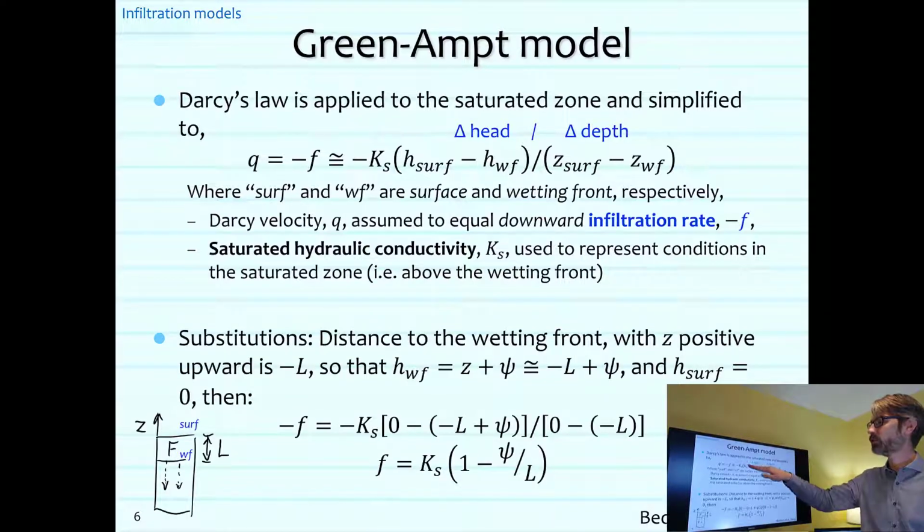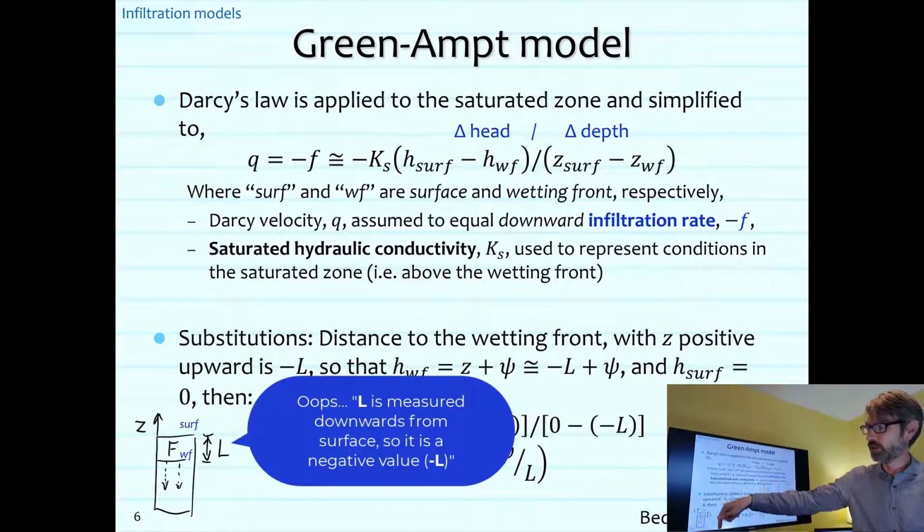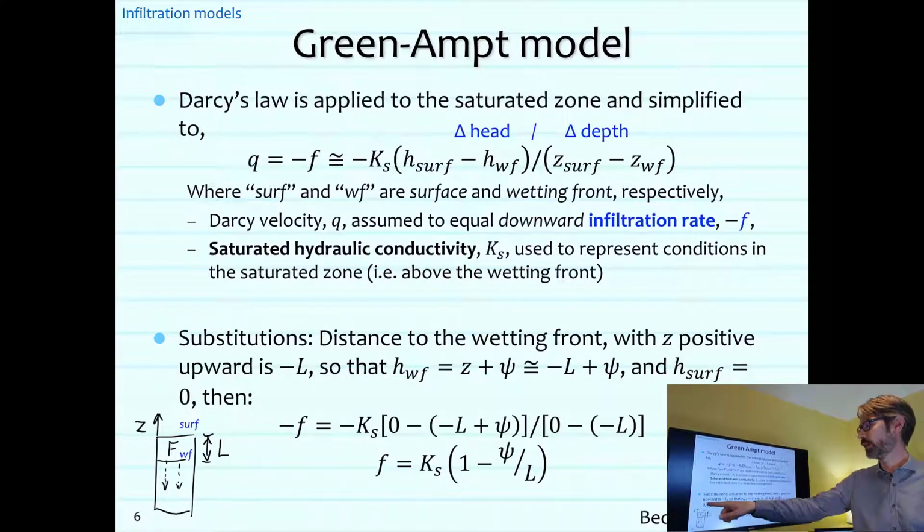If we start with this equation, and then we make some substitutions, we get to a useful result. Our substitutions are going to be the distance to the wetting front, where z is positive in the normal upwards direction, is downwards, so negative L. This means that the head at the wetting front is z plus psi, or negative L plus psi, and the head at the surface is, of course, 0.